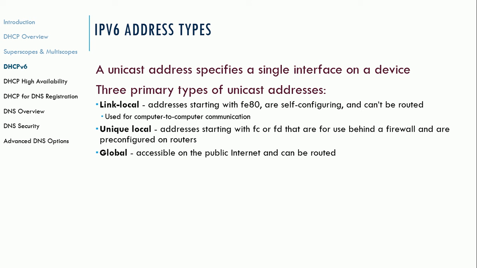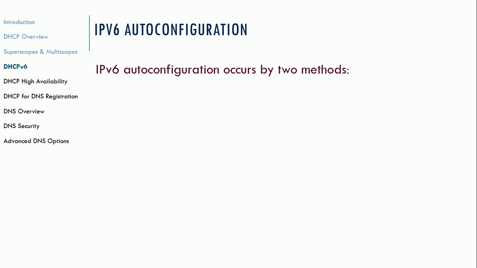And then a global is basically an IPv6 address that is routable from the internet. So it would be accessible from the internet if your firewalls are configured to do so. So those are the three types of IPv6 addresses that we could use.